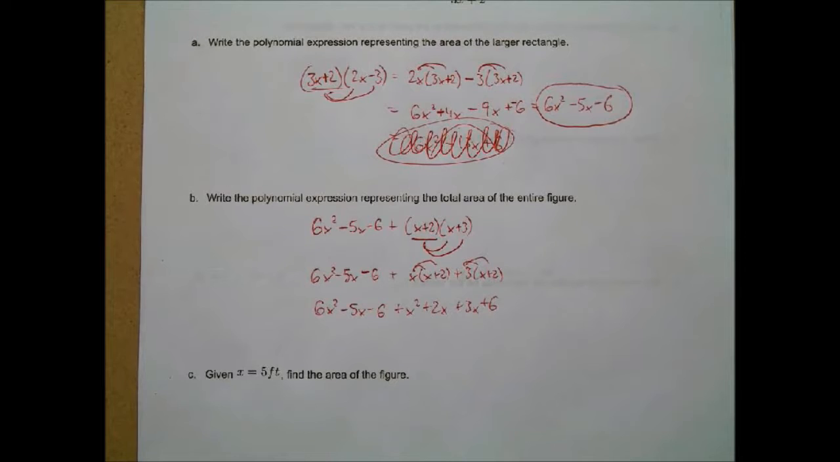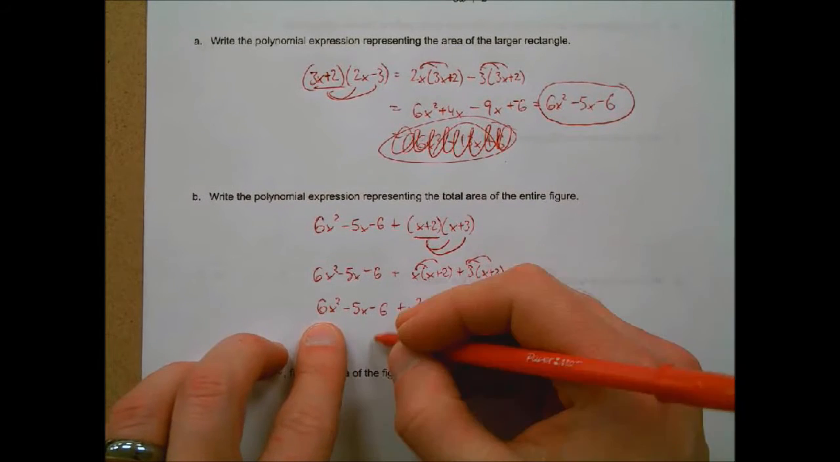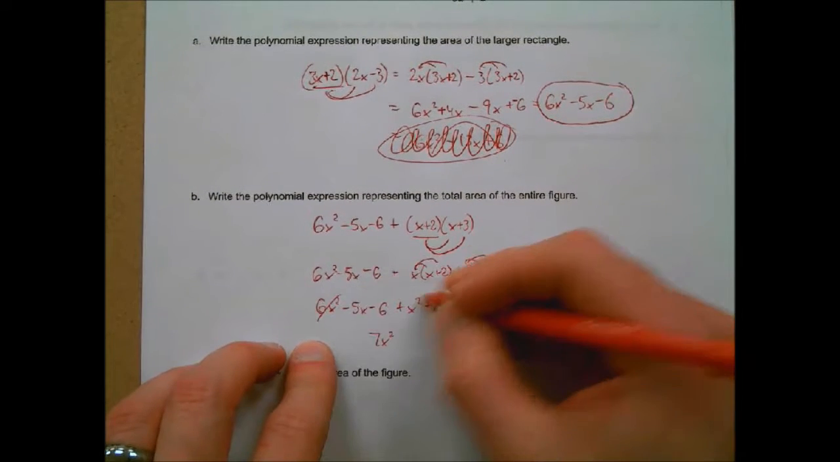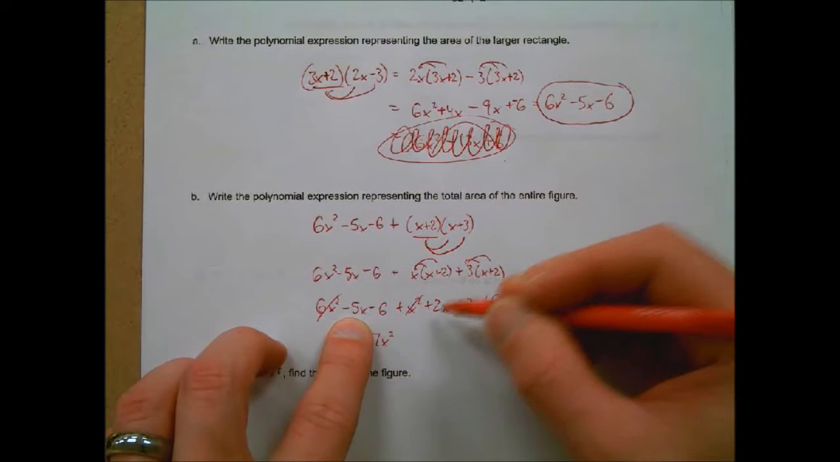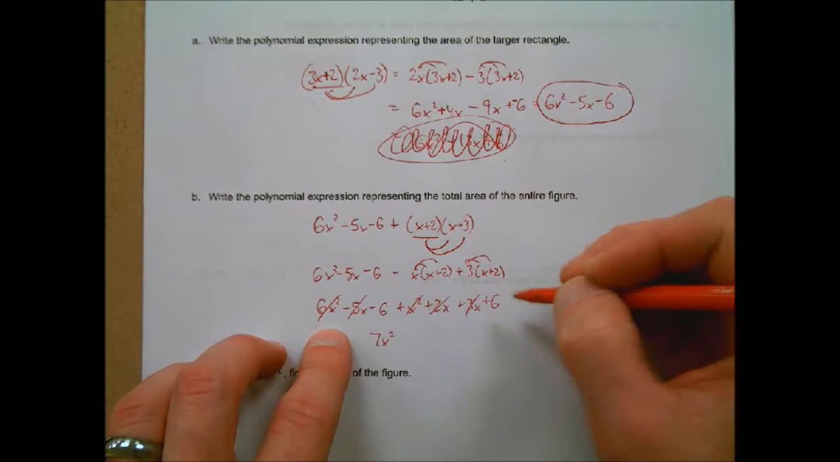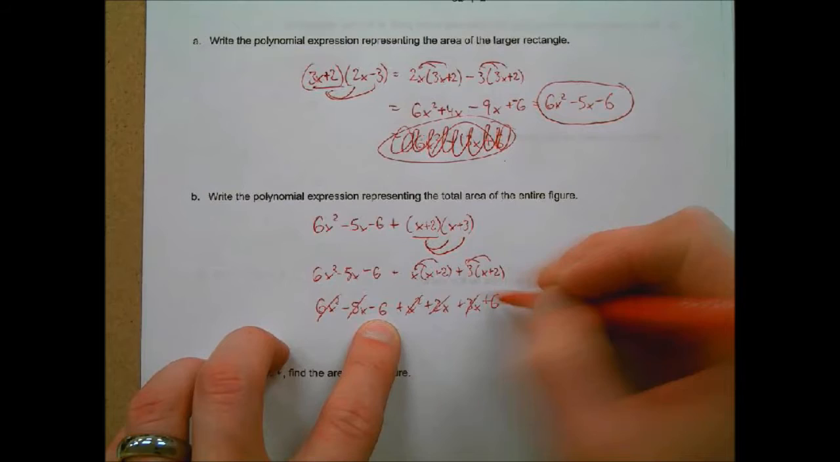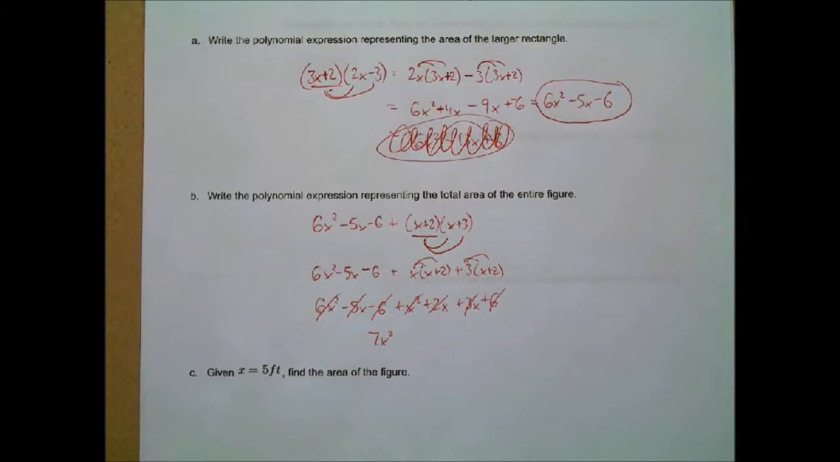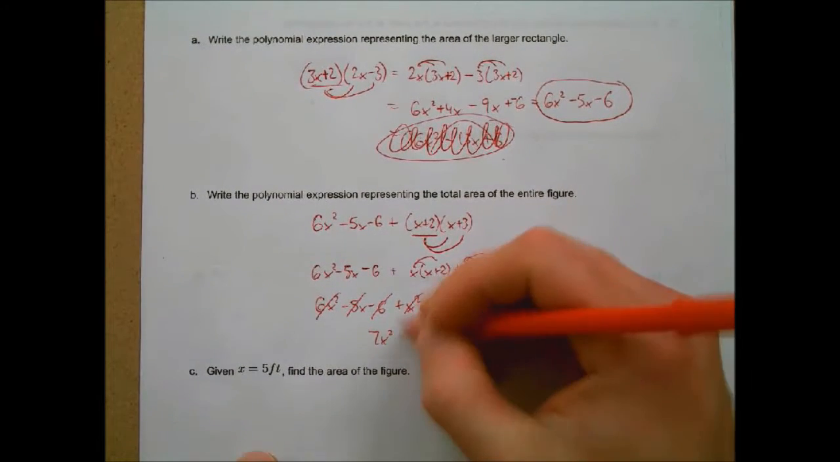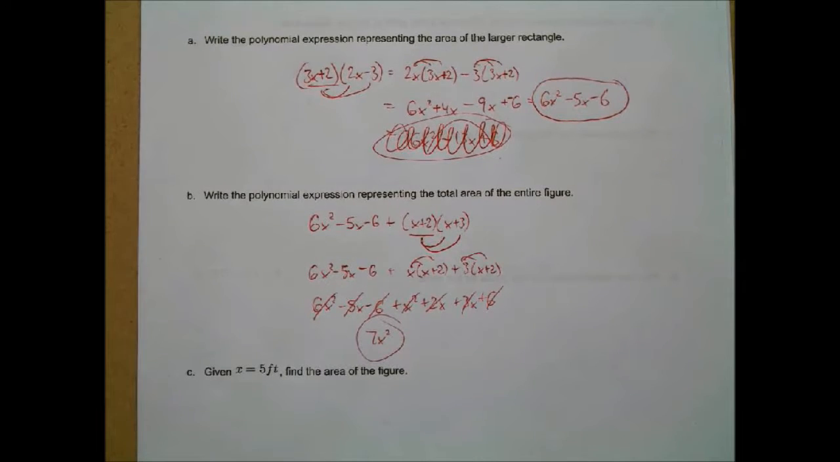So 6x squared and x squared is 7x squared. Negative 5x plus 2x plus 3x, those are going to exactly cancel. And then negative 6 plus 6, that also exactly cancels. So we're left with just 7x squared there for our area. Pretty interesting.